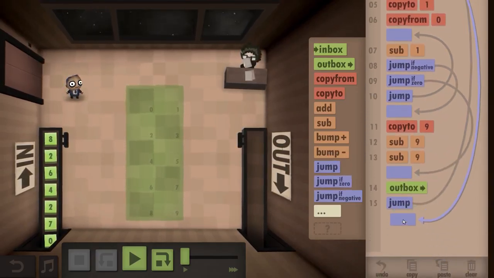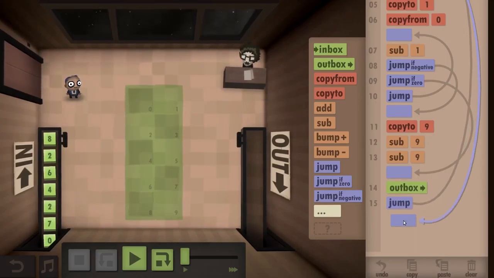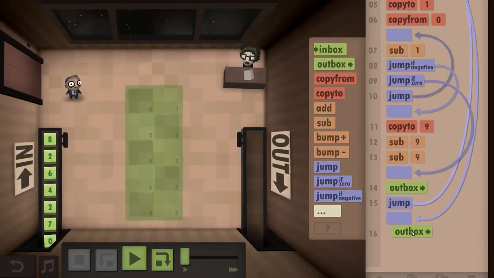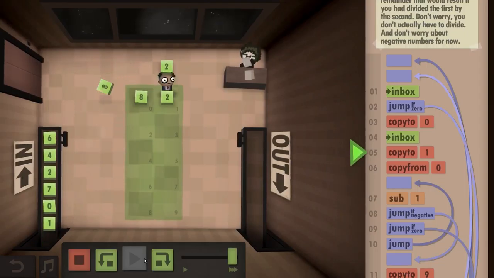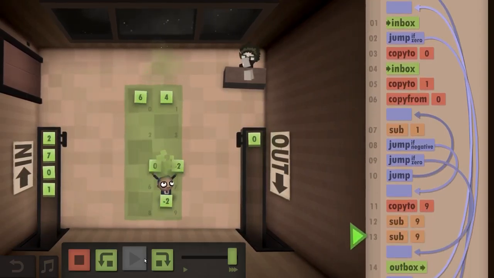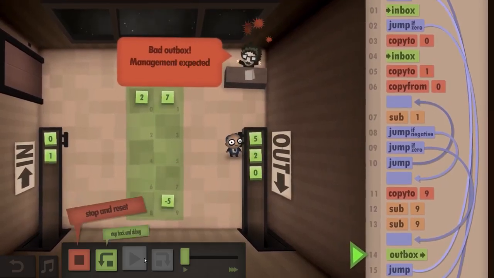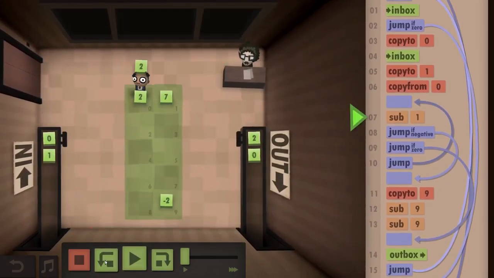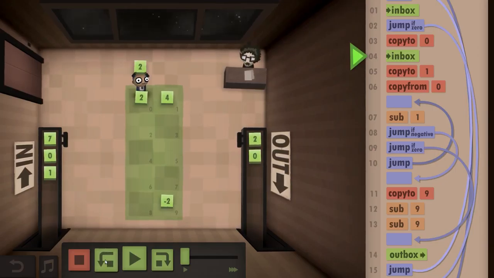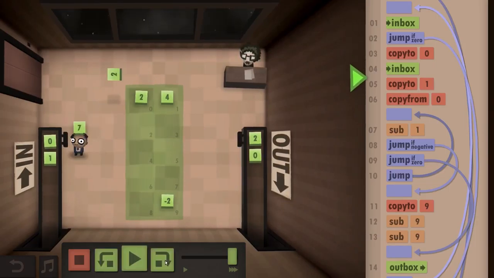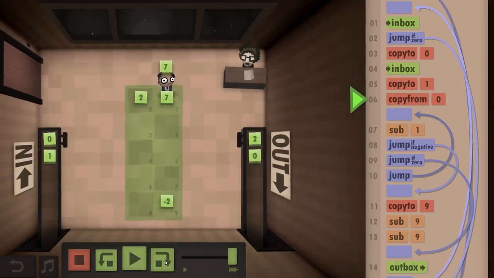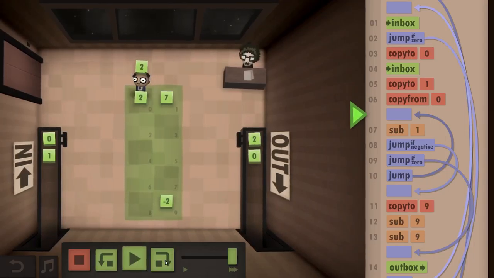Because if we go 0 divided by anything. So if the first number is 0, log it and get rid of the next number. Alright? If the first number is 0, outbox it. Get the number from the inbox. Go back to the start. God damn it.